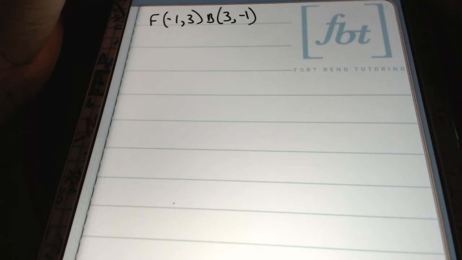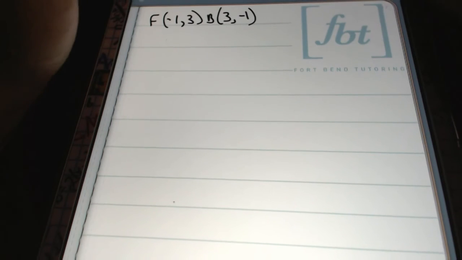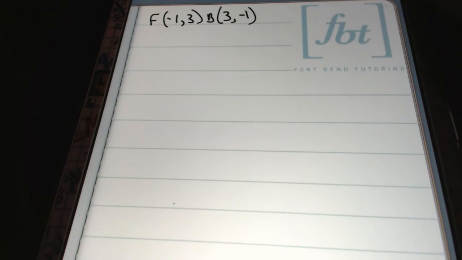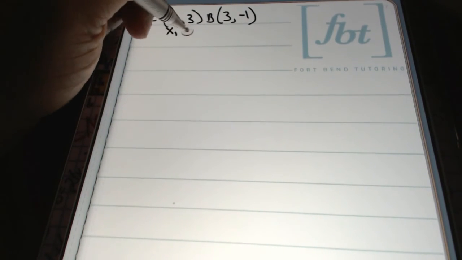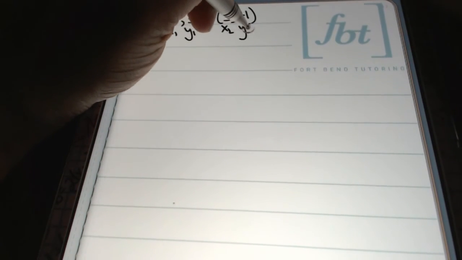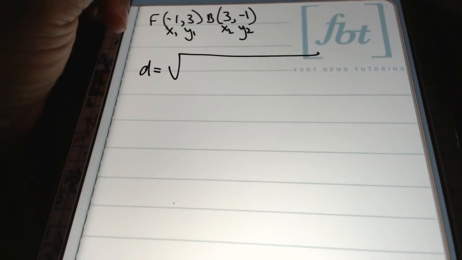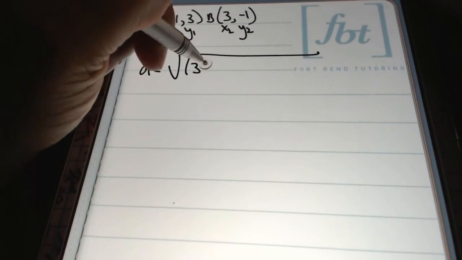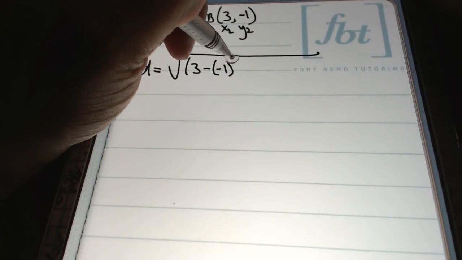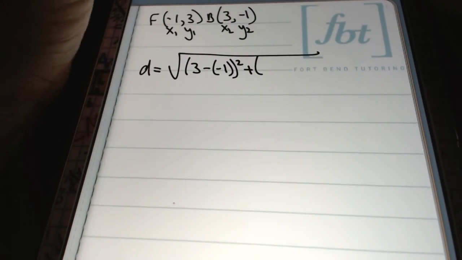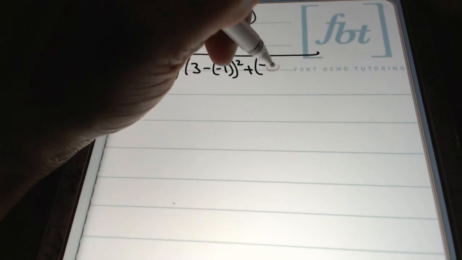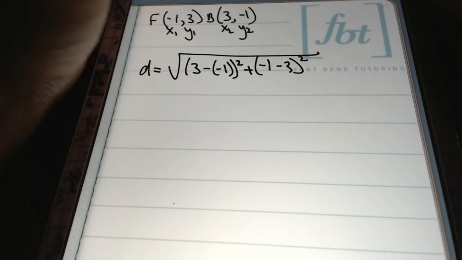Because remember, the radius is from a point on the circle to the center of the circle. So we know that F lies on the circle, and we just figured out that the center of the circle was at the point 3, -1. So we'll label this as x1, y1, x2, y2, and then plugging this into our distance formula that I had on the previous page, we'll have x2, which is 3, minus x1, which is -1. We'll square that, add to that the difference of the y values, which will be -1 minus 3, squared, like so.